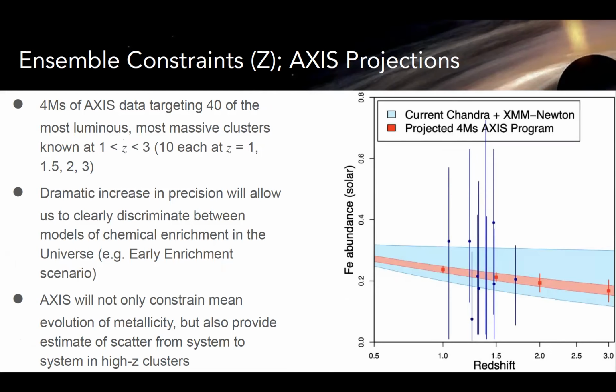And so this means that AXIS not only constrains the mean evolution of metallicity, but also provides a good estimate of scatter from system to system in these high Z clusters. Because remember, each one of these data points actually represents 10 clusters combined in a statistical ensemble. And this dramatic increase in precision will allow us to clearly discriminate between models of chemical enrichment in the early universe, both the shape of the models we actually use and actually allowing us to verify the early enrichment scenario.